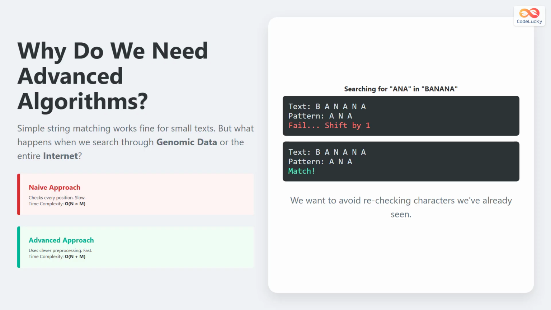First, why do we even need complex algorithms? Imagine you are looking for a small word inside a massive book. The naive approach checks the first letter, then the second, and if it fails, it moves just one step forward and starts all over again. This is slow. In computer science terms, it's O(n times m) for massive datasets like genomic data or the internet. We need something faster. We need linear time complexity, O(n plus m).